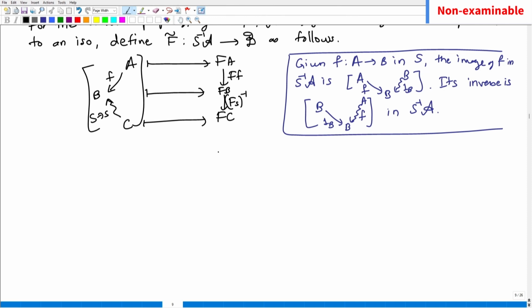Now, I already promised you that there is another way of killing objects, and that's also a way to localize a category. So this is our second way of doing that. So, a thick subcategory.